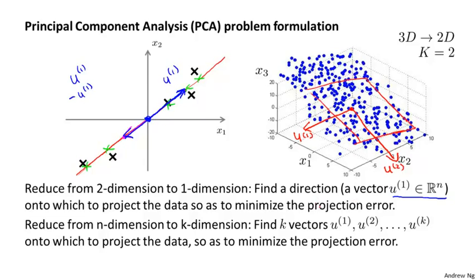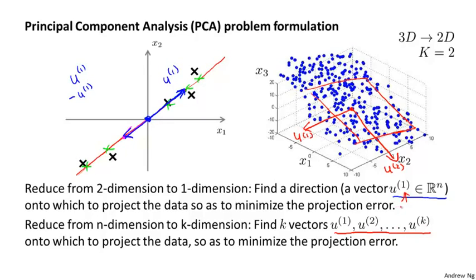For those of you that are familiar with linear algebra, for those of you that are really experts in linear algebra, the formal definition of this is that we're going to find a set of vectors, u1, u2, maybe up to uk, and what we're going to do is project the data onto the linear subspace spanned by this set of k vectors. But if you're not familiar with linear algebra, just think of it as finding k directions instead of just one direction onto which to project the data.